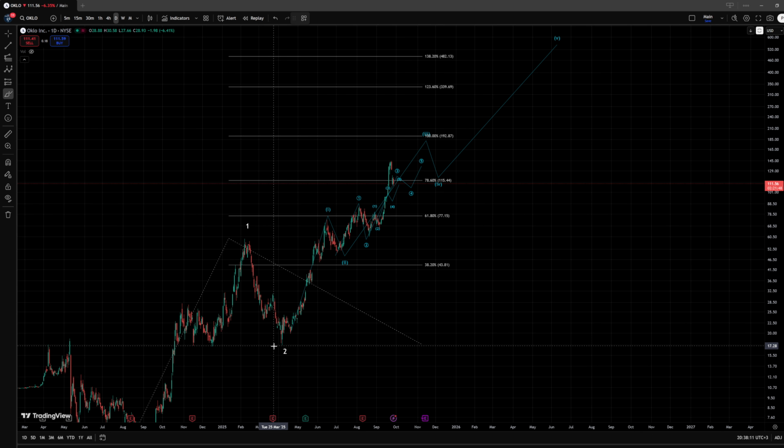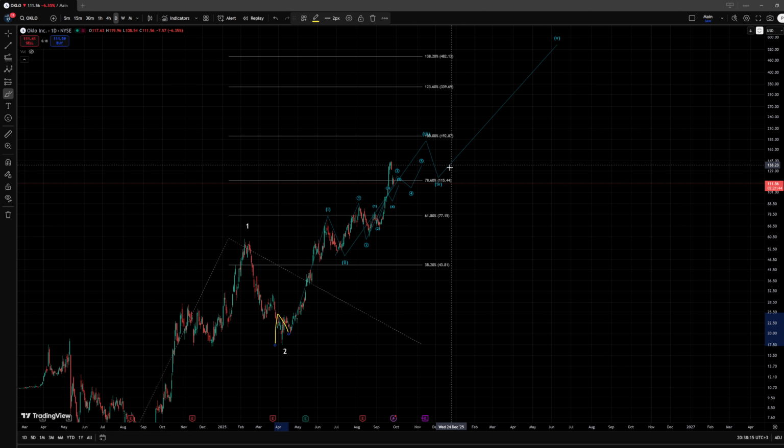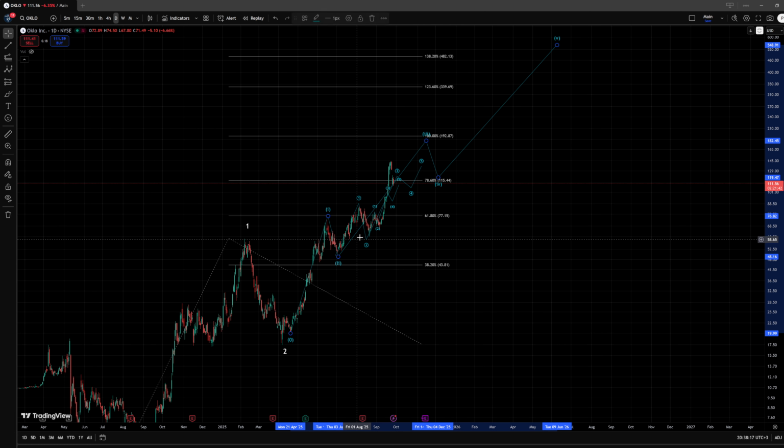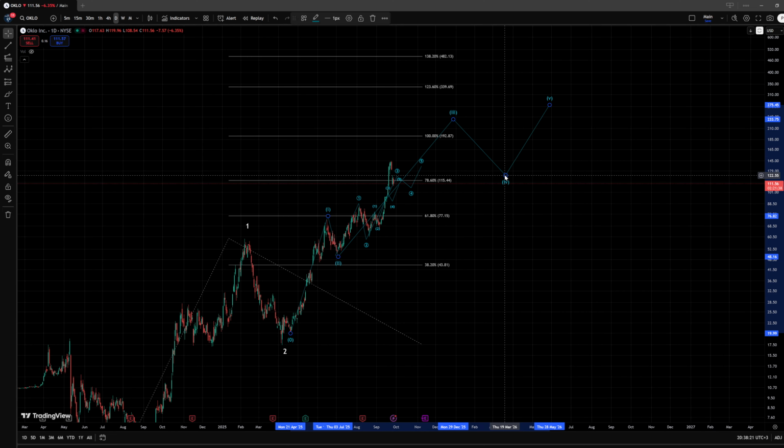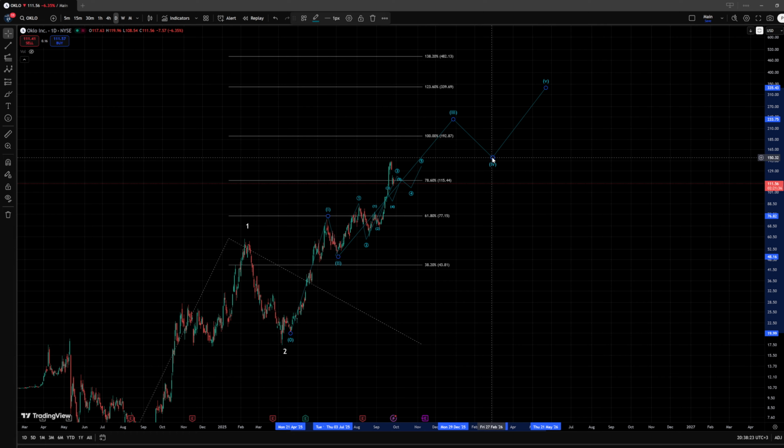We also had an additional 1-2 setup here, but that is not marked. We are not focused on that area at the moment. And we had here a 1-2, then a third wave to the upside that is still developing, and then we would need another fourth, another fifth.